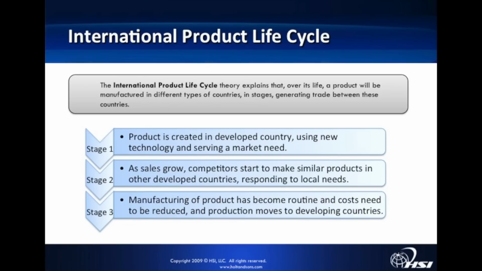Now, in stage one, the product is created in the developed country, such as the TV, and it's using a new technology and serving the local market. So any entrepreneur or company in the United States, their first objective is trying to serve the needs of their local market. A California company will probably focus on the West Coast first before it tries to do stuff in the South or the East Coast. Likewise, a company from Japan will focus on the Japanese market.